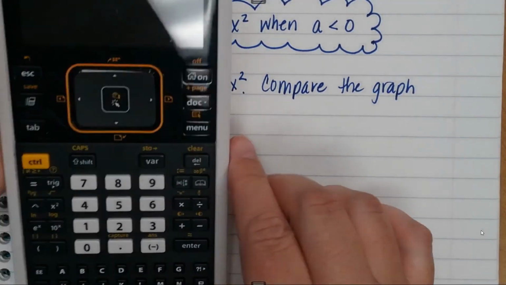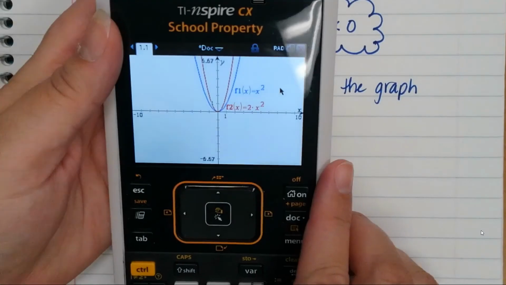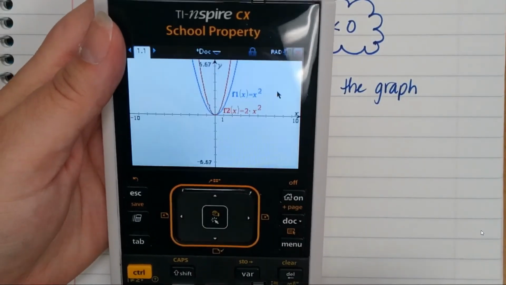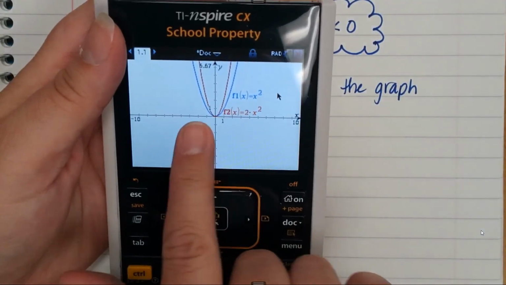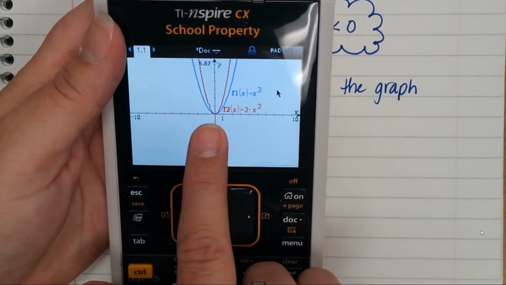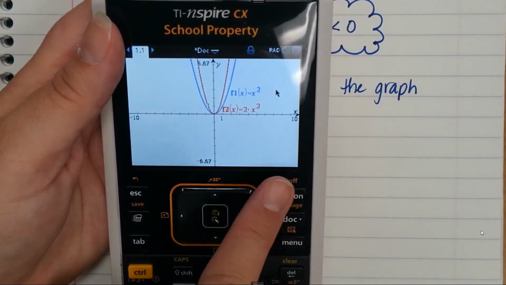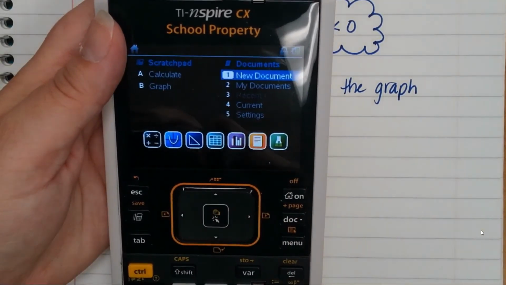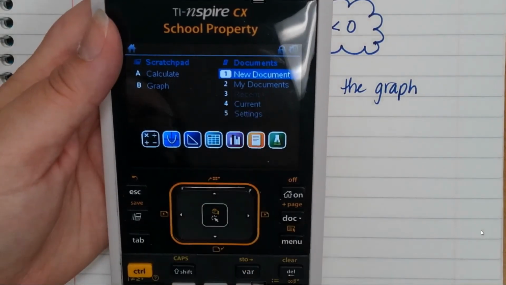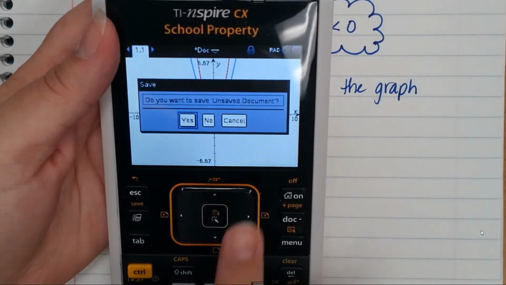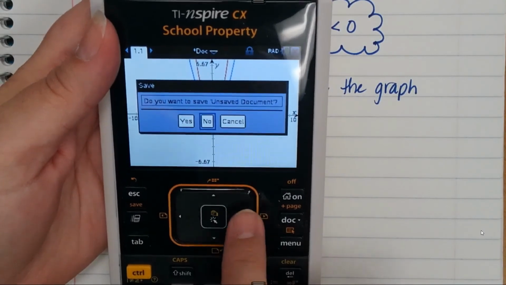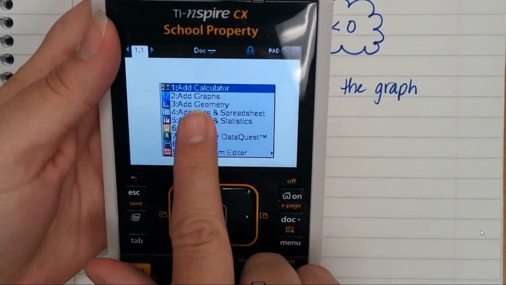Okay, so we're going to go ahead and go back and start over in the calculator. And now it's got my old information, right? So I'm going to just go home, click on home. And we're going to go to new document again. And do you want to save? No. And now go to add graphs.